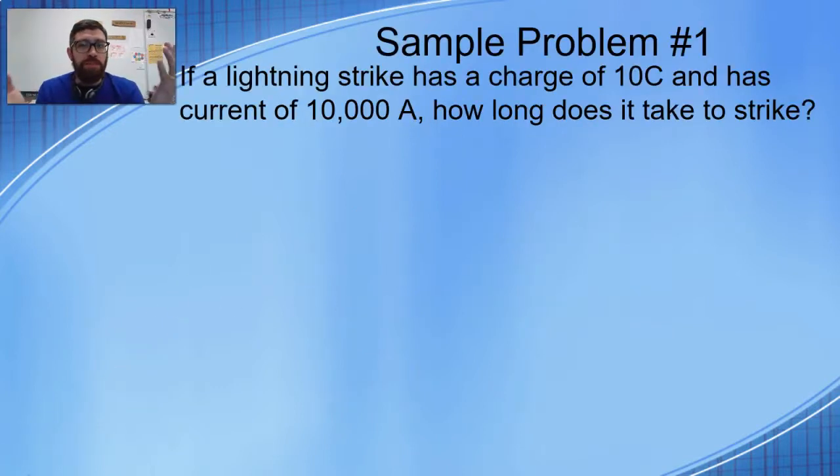So here's a really simple yet huge example of how to use this current equation. If a lightning strike has a charge of 10 coulombs and has a current of 10,000 amps, really big current, really big charge, how long does it take to strike? Now, first of all, every problem you read, you should be using your own personal experience to try to determine what kind of answer you should get.